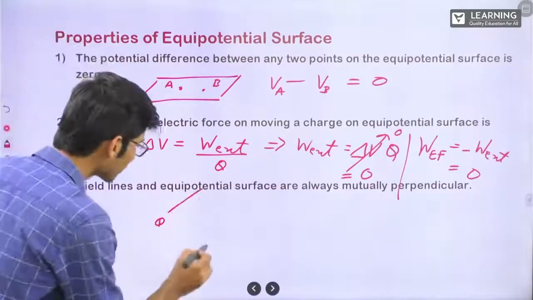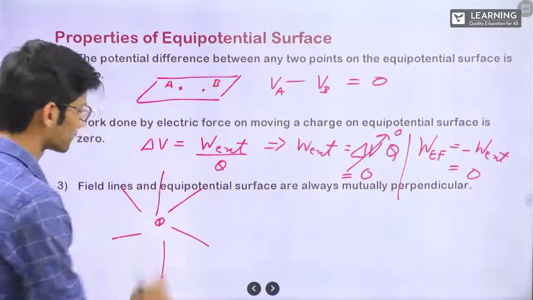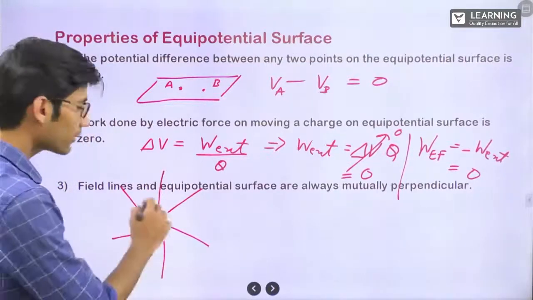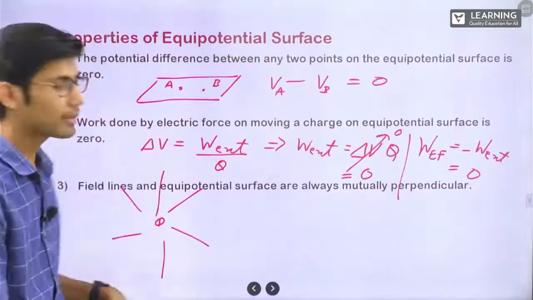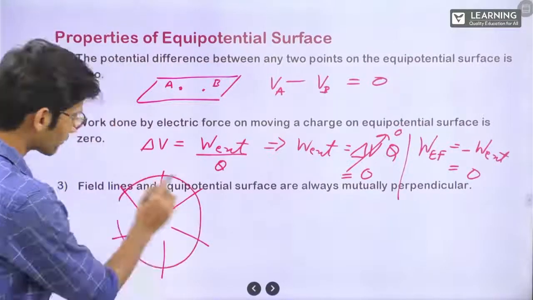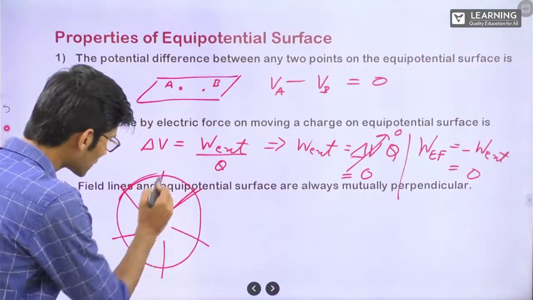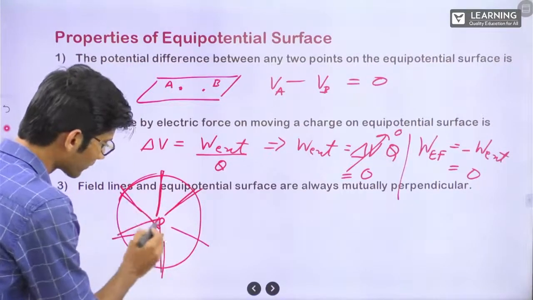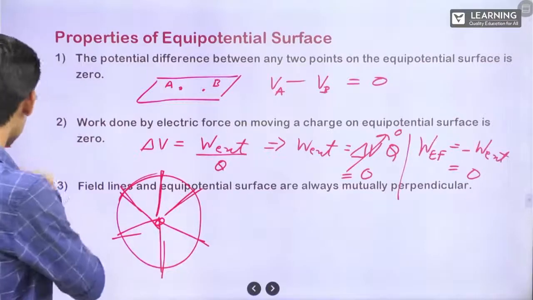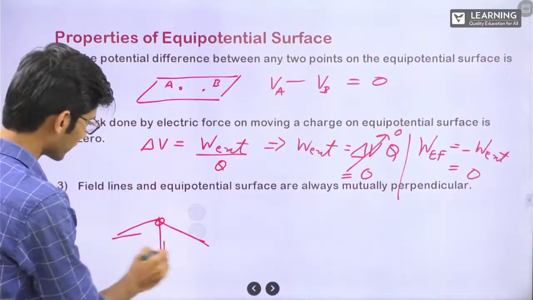From this charge, the electric field lines are coming radially outwards. Correct? If I want the potential to be the same at all the points, I will have to make a sphere around it, so that the distance from here to here remains the same everywhere. Correct?